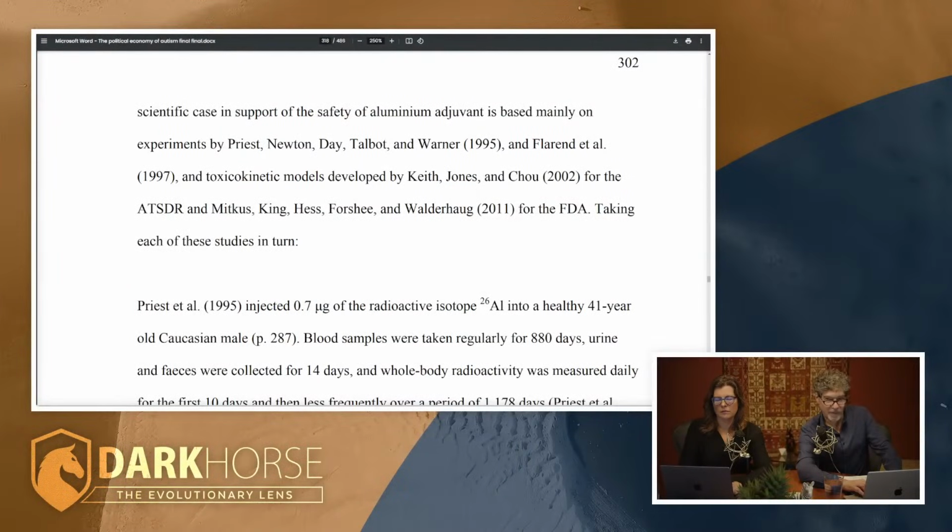Jen, do you want to put up... Okay, so the word "the" is on the previous page. I'm going to read it as if it's on page 302 here. And I may ask you to take over reading since you're just simply better at that.